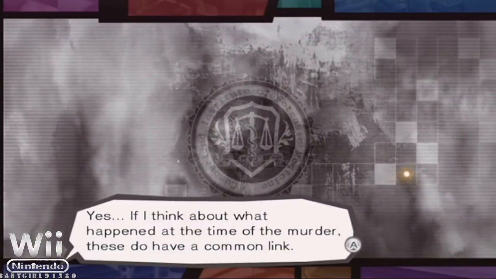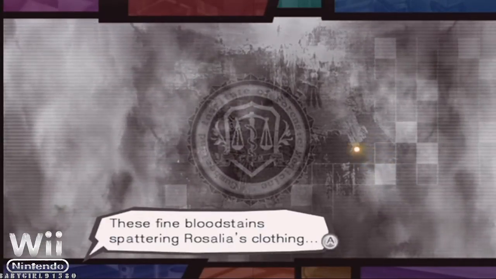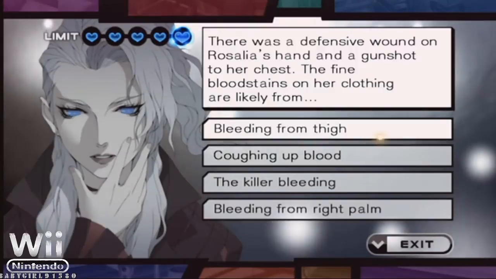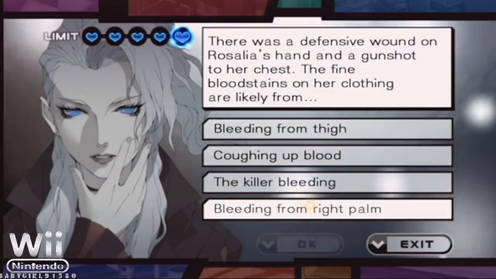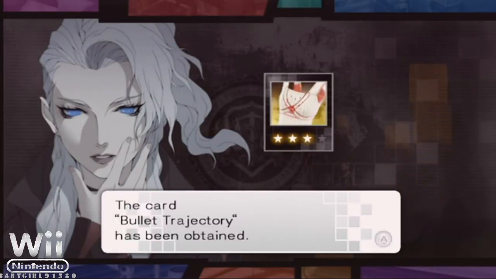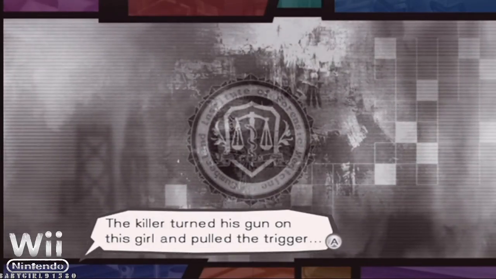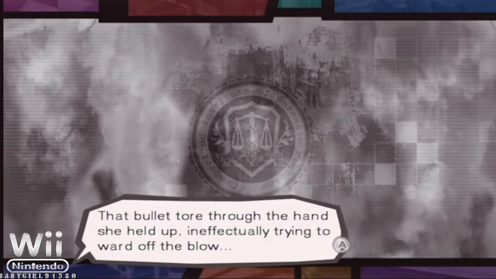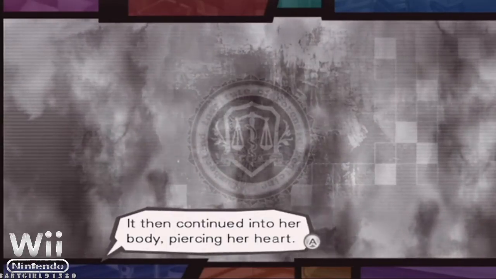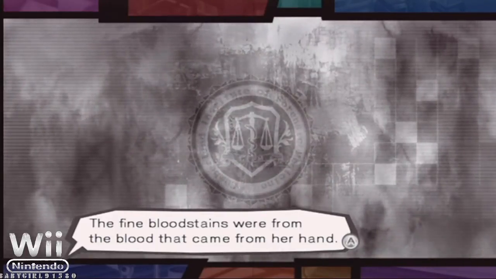Yes. If I think about what happened at the time of the murder, these do have a common link. These fine bloodstains spattering Rosalia's clothing. This hemorrhaging was most likely caused by... That's right. There was a defensive wound on Rosalia's palm. The killer turned his gun on this girl and pulled the trigger. That bullet tore through the hand she held up, ineffectually trying to ward off the blow. It then continued into her body, piercing her heart. The fine bloodstains were from the blood that came from her hand.